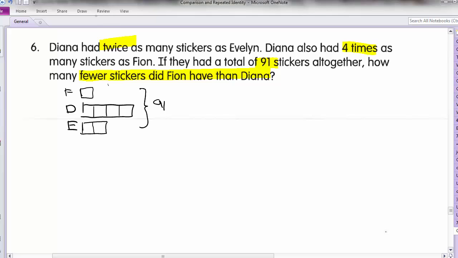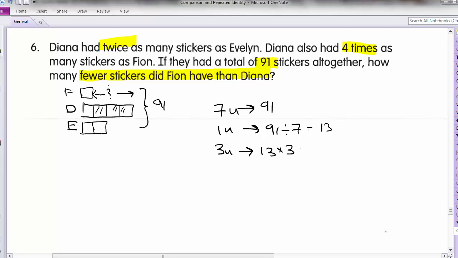So I want how many fewer stickers did Fionn have than Diana. So I'm comparing Diana and Fionn. So how many fewer? So this is that part here that I'm looking for, which is 3 units. So 7 units is 91. 1 unit, 91 divided by 7, and that will give you 13. So I want to find 3 units. I take 13 times 3, and that gives me 39. Alright, so I hope by now you are experts at comparison and repeated identity models.